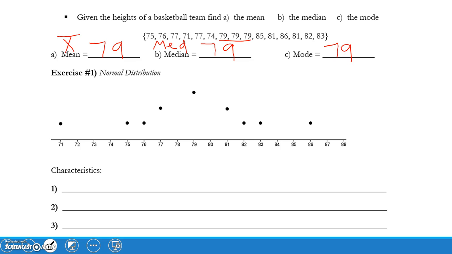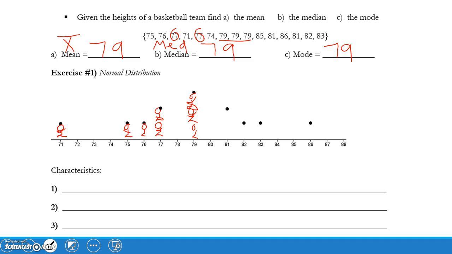Whenever I take all of these heights of the basketball team, I put them onto a line graph. There's only one guy that was 71, so that's why I put it up there. There's only one guy that's 75, only one that's 76. Now there's two of them up here. Two of them are 77, so that's why that one's a little bit higher. And then there's 3 guys that are 79, so that's why that one's even higher, and so on and so forth. So what this is called is a normal distribution.